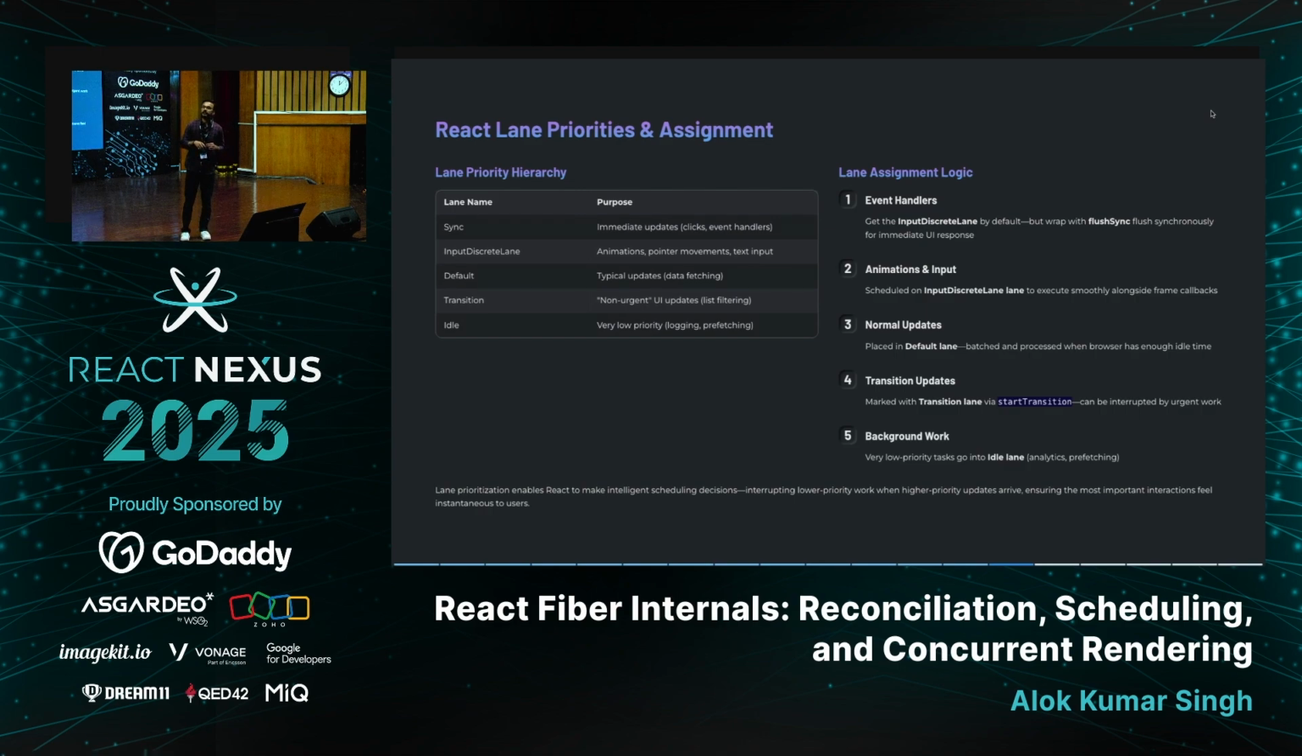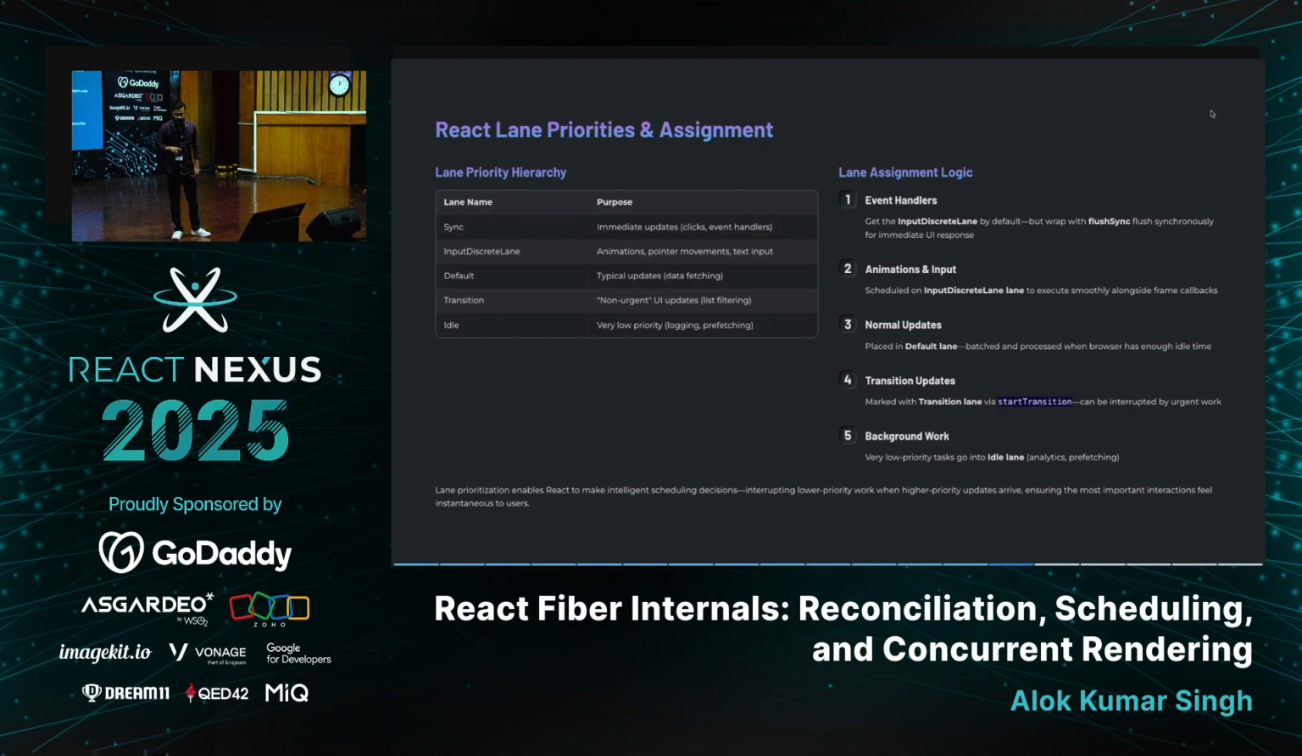The fourth one is the transition lane. This is for non-urgent UI. In React 19, they have introduced the startTransition hook that will mark any expensive rendering task as a non-urgent task, which will not hamper user interaction. The last one is idle. That means it has the lowest priority for the rendering part.